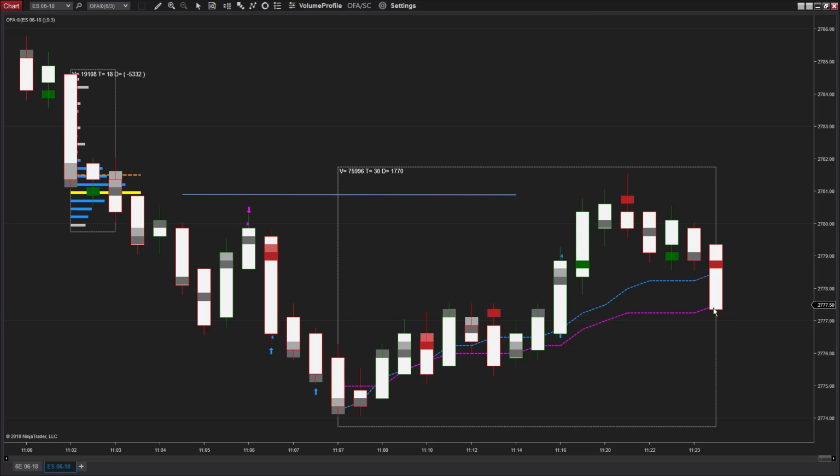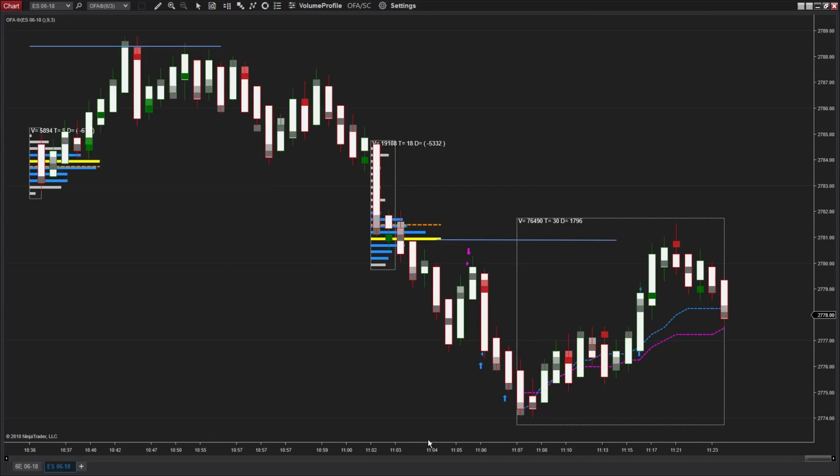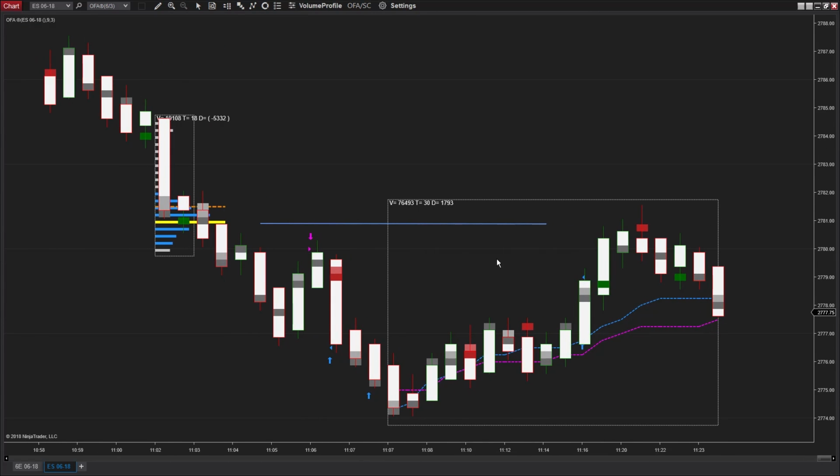Now we could end up just throwing this away here in a second, because if this starts printing volume across it, we're not going to worry about it. But it would be nice to see a big transition off of this. As I said, we've just been moving down most of the day. So we'll look and see if we can find something here.